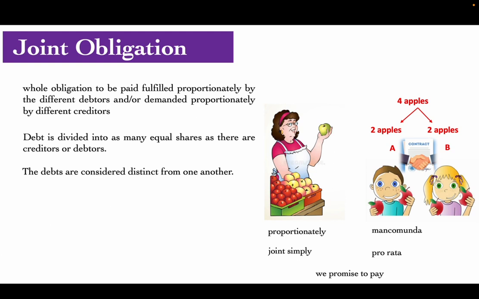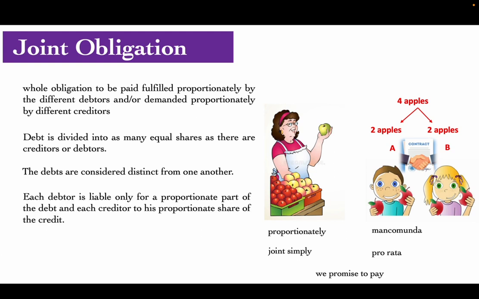Another thing, the debts are considered distinct from each other. Yes, even though A and B both took apples, their debts are distinct from each other. Each debtor is liable only for a proportionate part of the debt and each creditor to his proportionate share of the credit. Since A ate two apples and B also ate two apples, they pay separately for their apples to the seller.